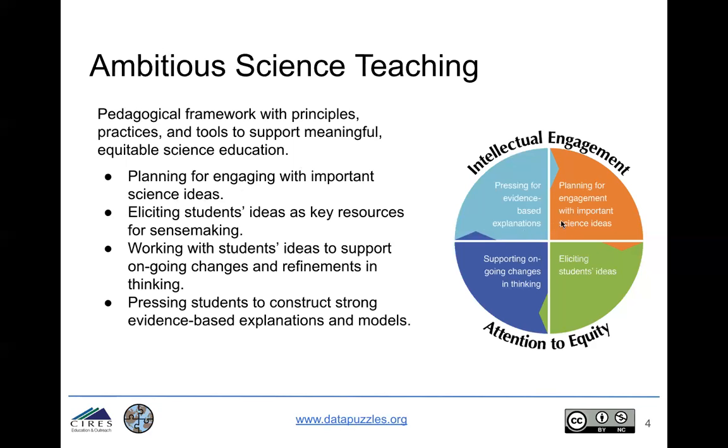So these quadrants are moved around in our model, and I'll show you that here in just a moment. Also key to ambitious science teaching is eliciting students' ideas as key resources. So really wanting to use student ideas, language, experiences as resources that help students make sense of science phenomena and science concepts. Going along with that, working with students' ideas to support those ongoing changes and refinements of thinking.